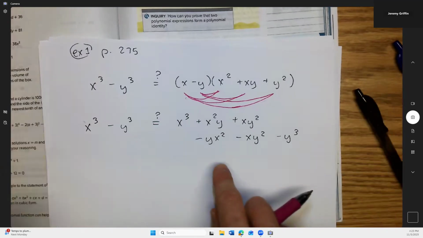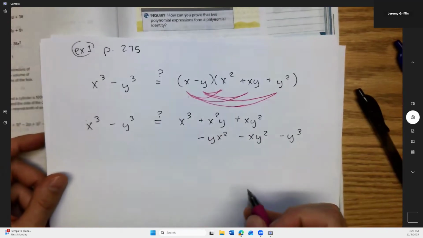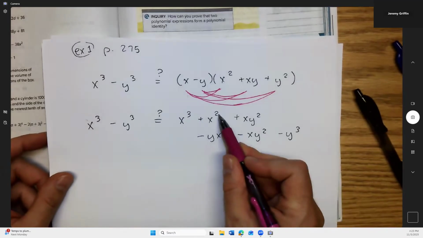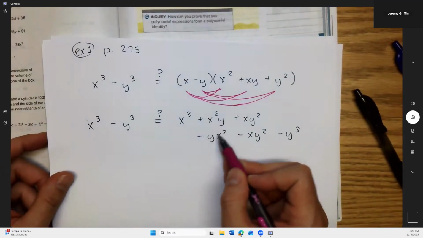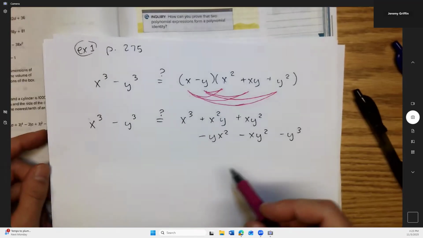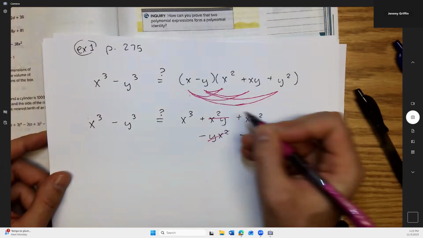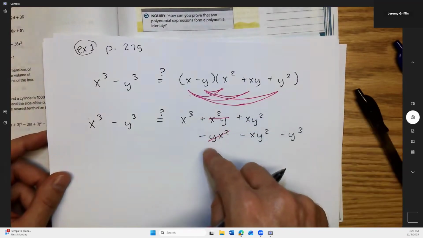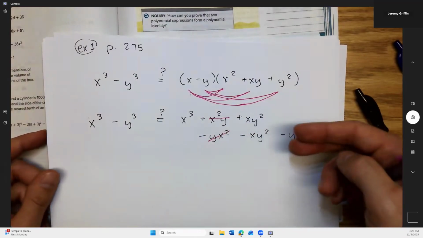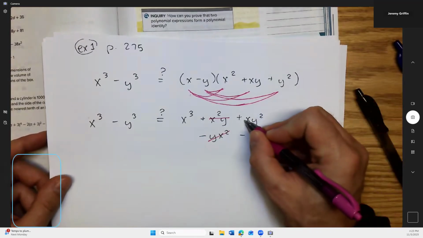Oh, well, I see I'm adding some terms and subtracting some terms. So are there any in common? Yeah, here's an x squared y, and here's a yx squared, which are really the same thing, right? You guys know multiplication is commutative, so you can multiply in any order. So this and this are the same thing. Well, except one's plus and one's minus, so they cancel out. And, oh, hey, same story right here. xy squared, one's plus, one's minus.